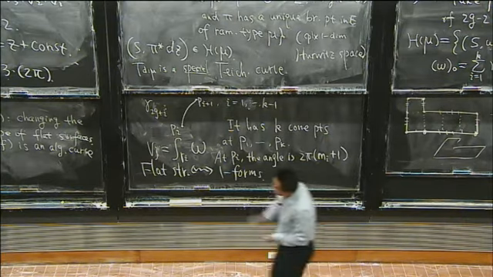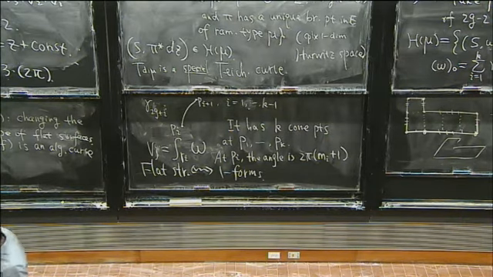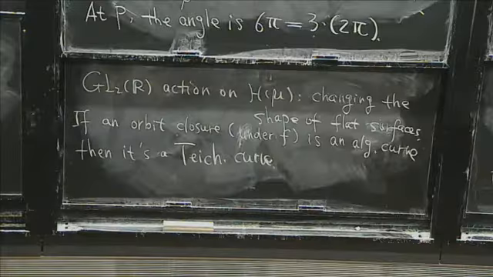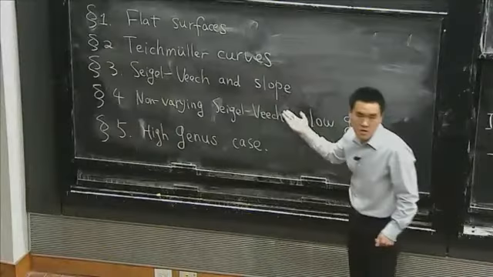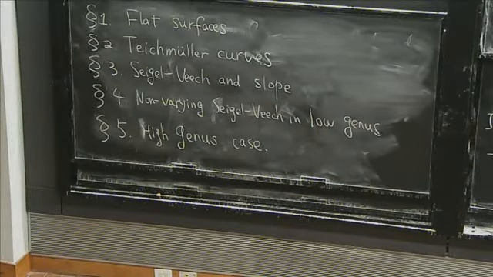Okay, so I want to associate two numbers to every Teichmüller curve. The first number is called the Zygarewicz number. The second one is called slope. So they arise from different contexts.